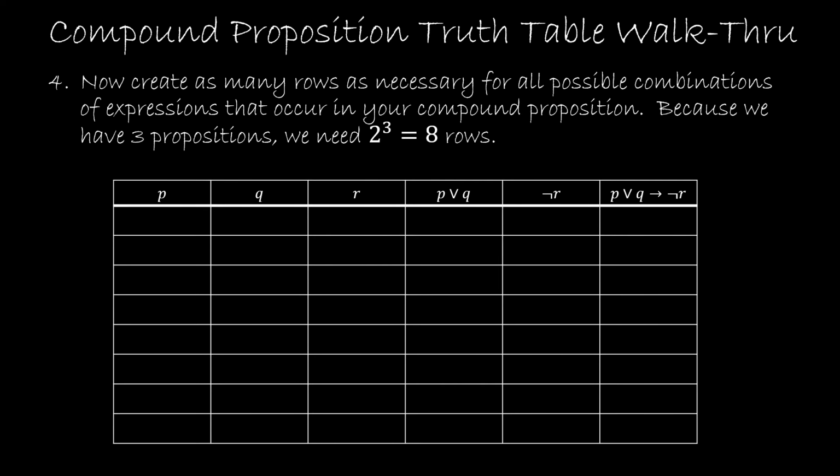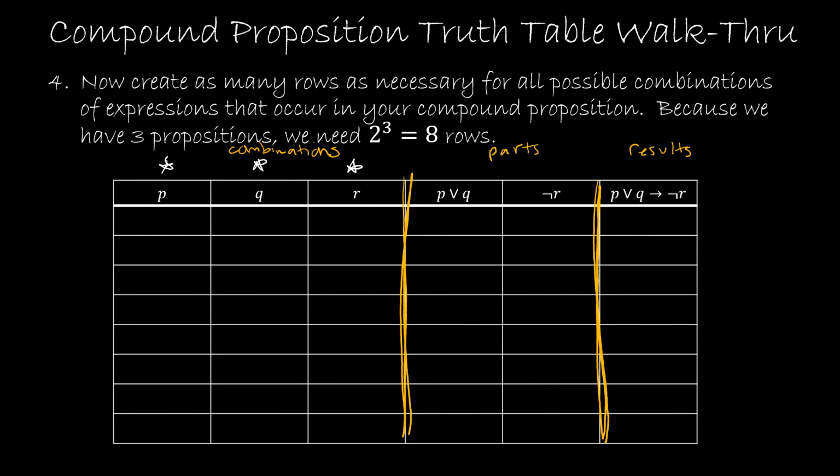Just to recap, we have 3 columns that give us just the propositions. That's the part that's going to occur on the left side. Before we actually do any thinking, we just have to give all of the different combinations that are possible. Then we've got the middle portion of our truth table that includes all of the parts of our compound proposition. And then we have the right-hand side that is going to show just the results. So this is the parts, this is the results, and this is the combinations.